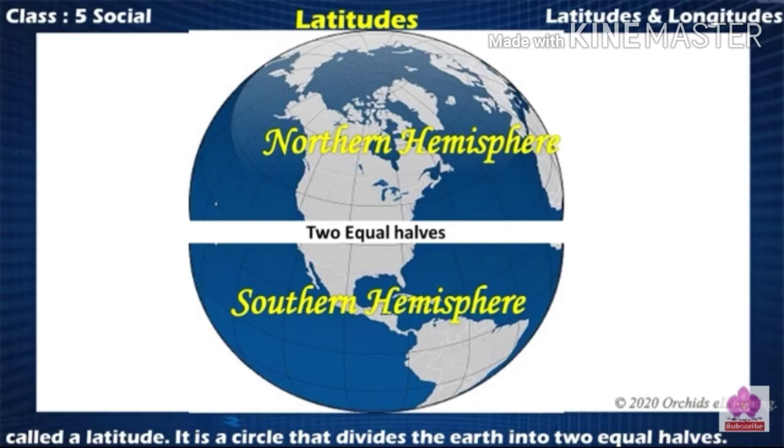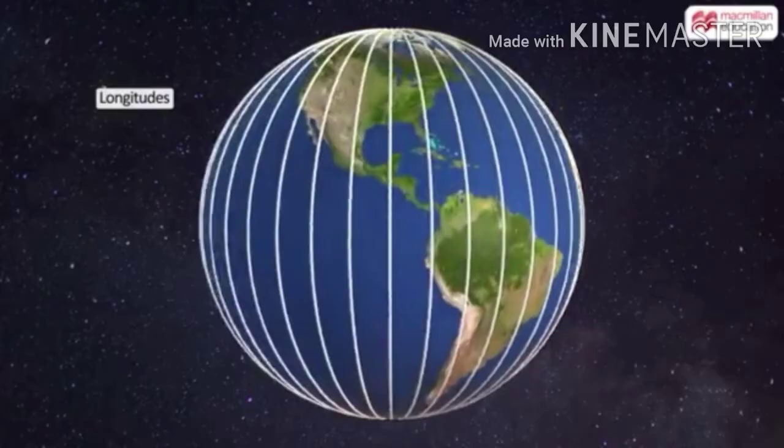Which is the biggest latitude? The equator. The equator divides the earth into two equal parts: the northern hemisphere and the southern hemisphere. Okay, now longitude. Longitudes are vertical lines drawn on the surface of the earth.